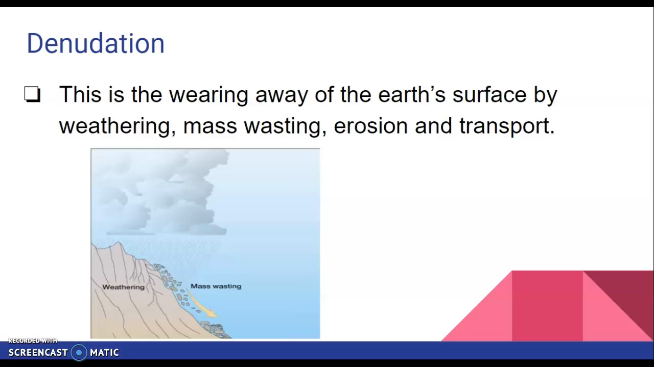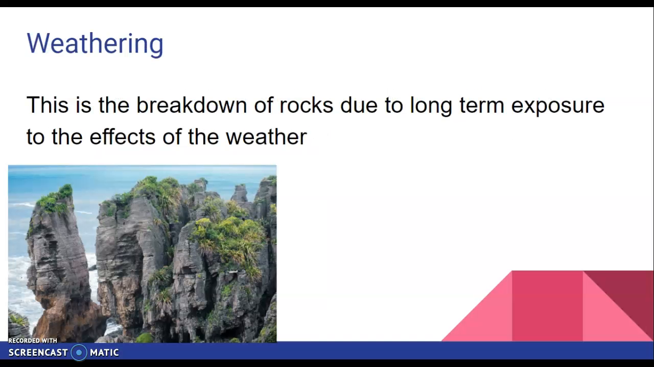Now let's begin with this concept known as denudation. If you notice what is taking place here, we have rainfall resulting in rocks and soil being washed down slope. Now this process, denudation, is referred to as the wearing away of the Earth's surface by weathering, mass wasting, erosion, and transport. So denudation includes all these processes: weathering, mass wasting, erosion, and the transport.